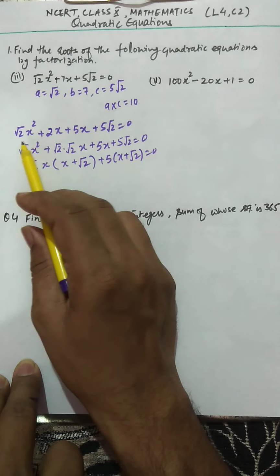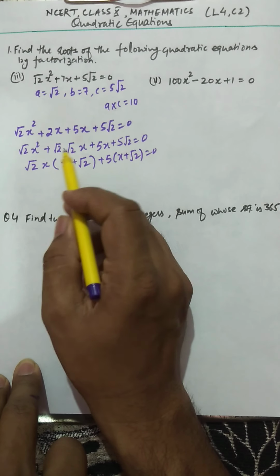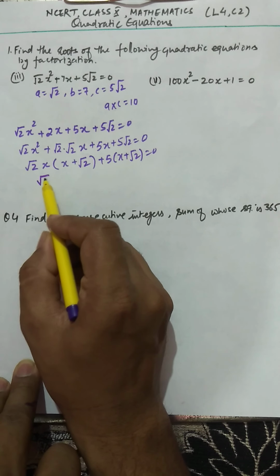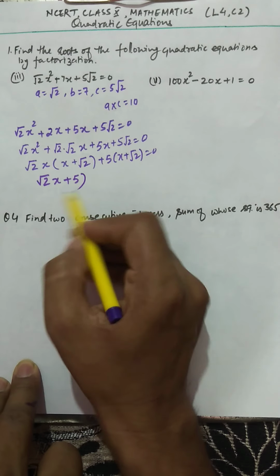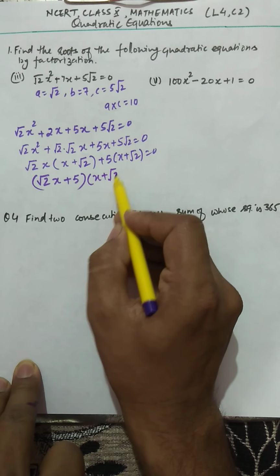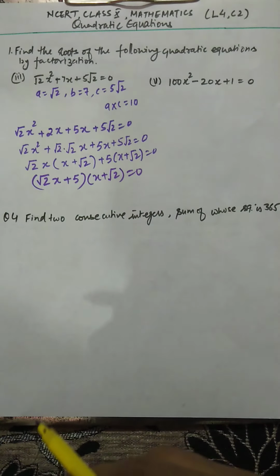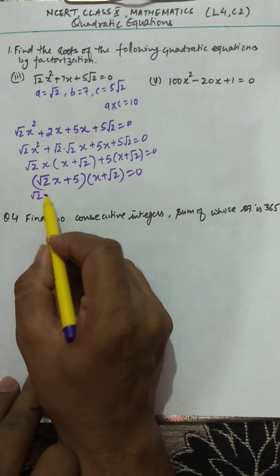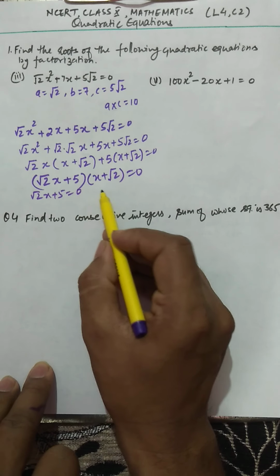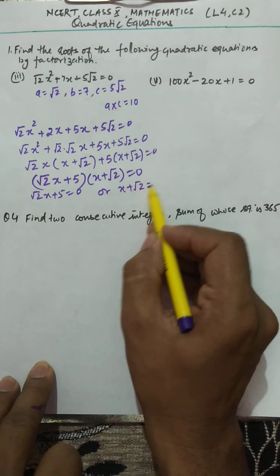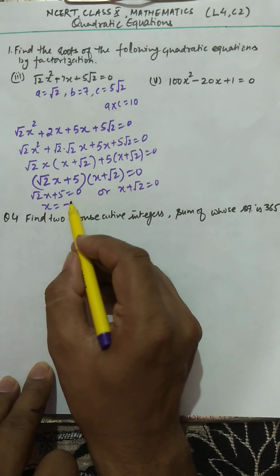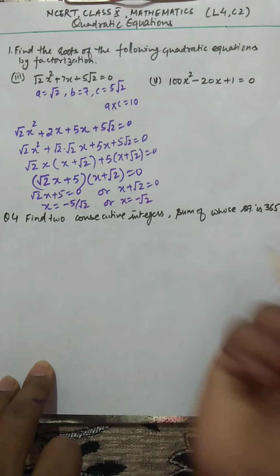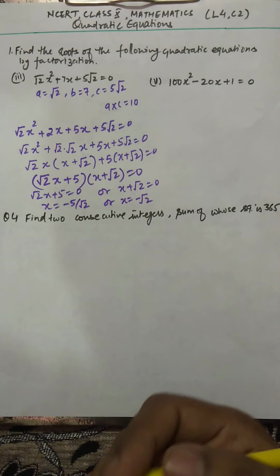In such questions where roots are there, you have to apply this kind of logic so that you get the common factor. So this can be written as root 2x plus 5 and x plus root 2, equal to 0. So you have split, and now you have to find the zeros. The first zero: root 2x plus 5 equal to 0, or x plus root 2 equal to 0. From here x is going to be minus 5 upon root 2, or from here you are going to get minus root 2. So this is how you have to split.